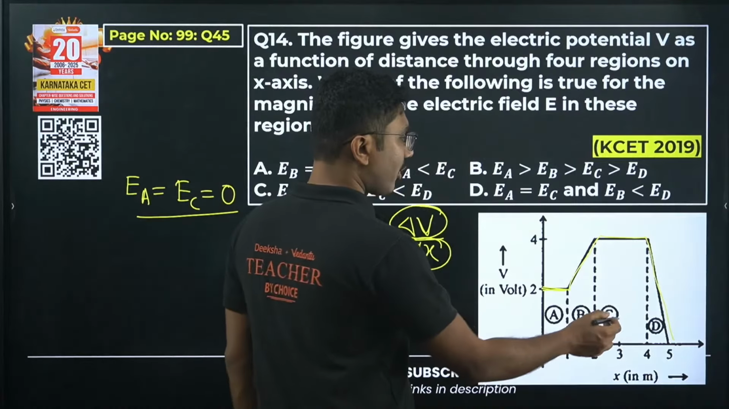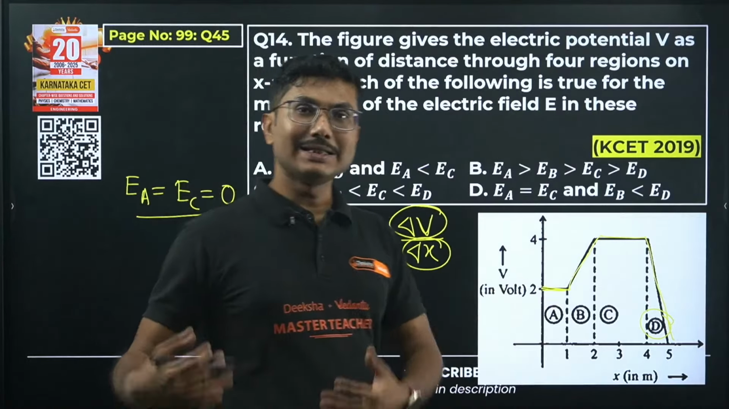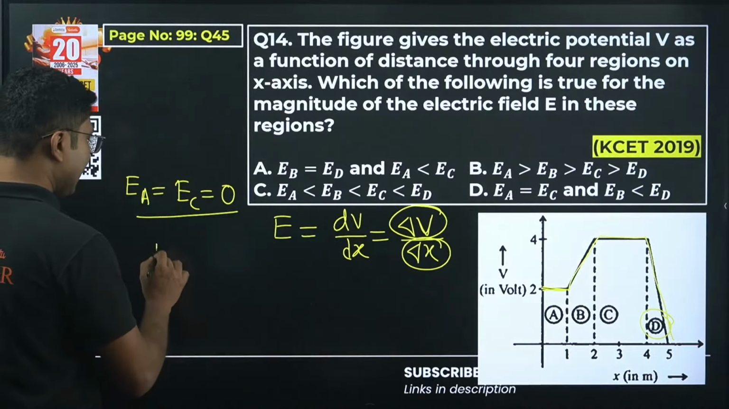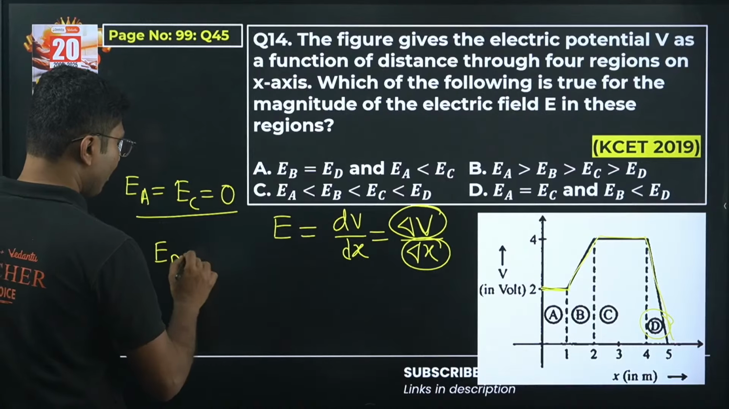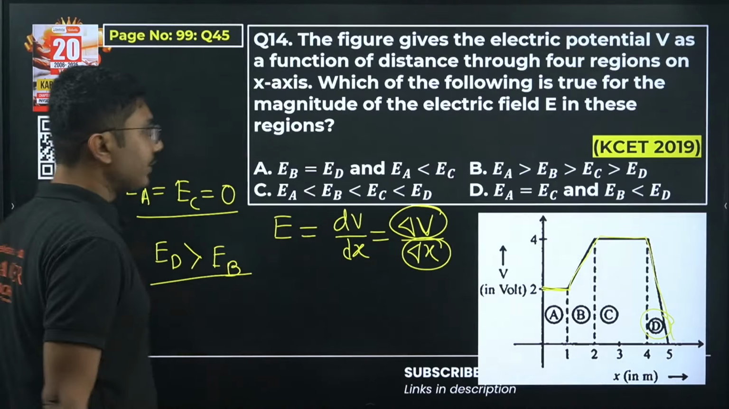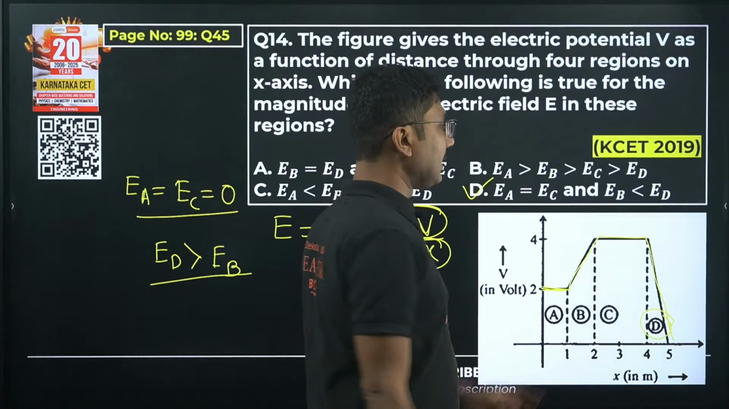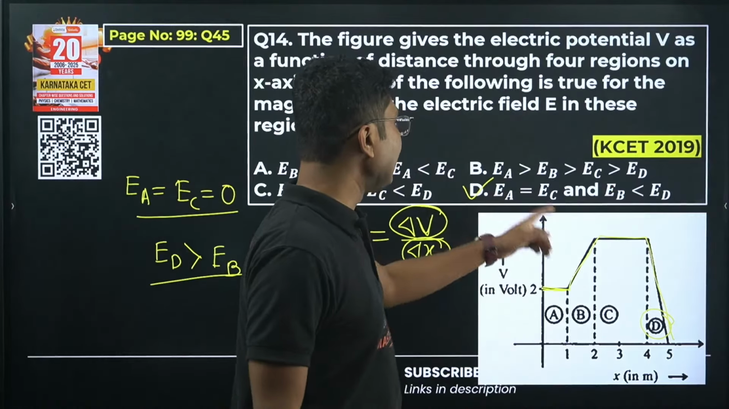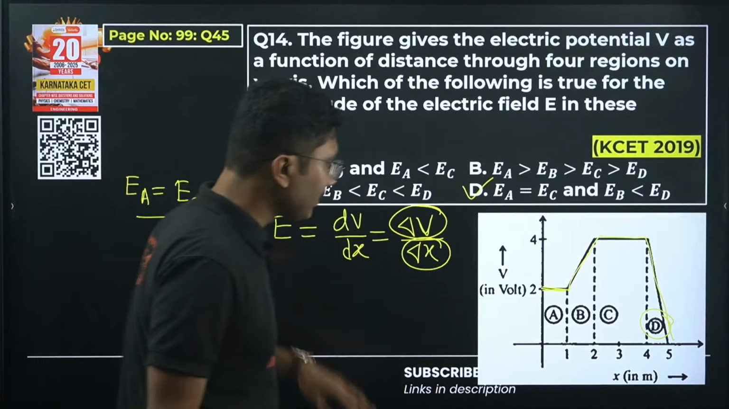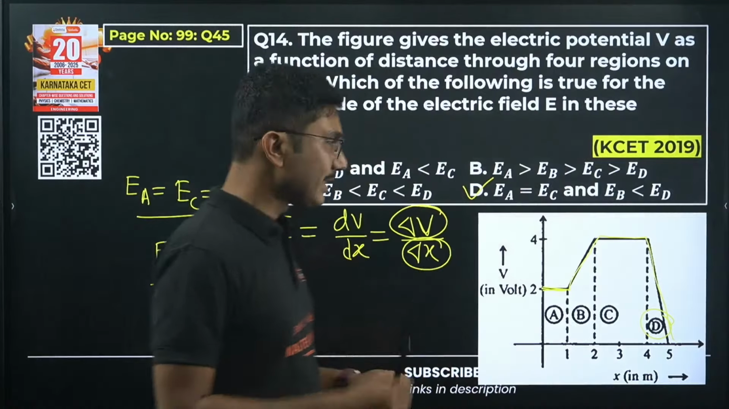That means for D delta V is more and for B delta V is less. That means ED must be greater than EB. So the correct answer is option D: EB is less than ED and EA equals EC, and both of them are 0. Yes, Madhavi, Yashwant, everyone is correct.